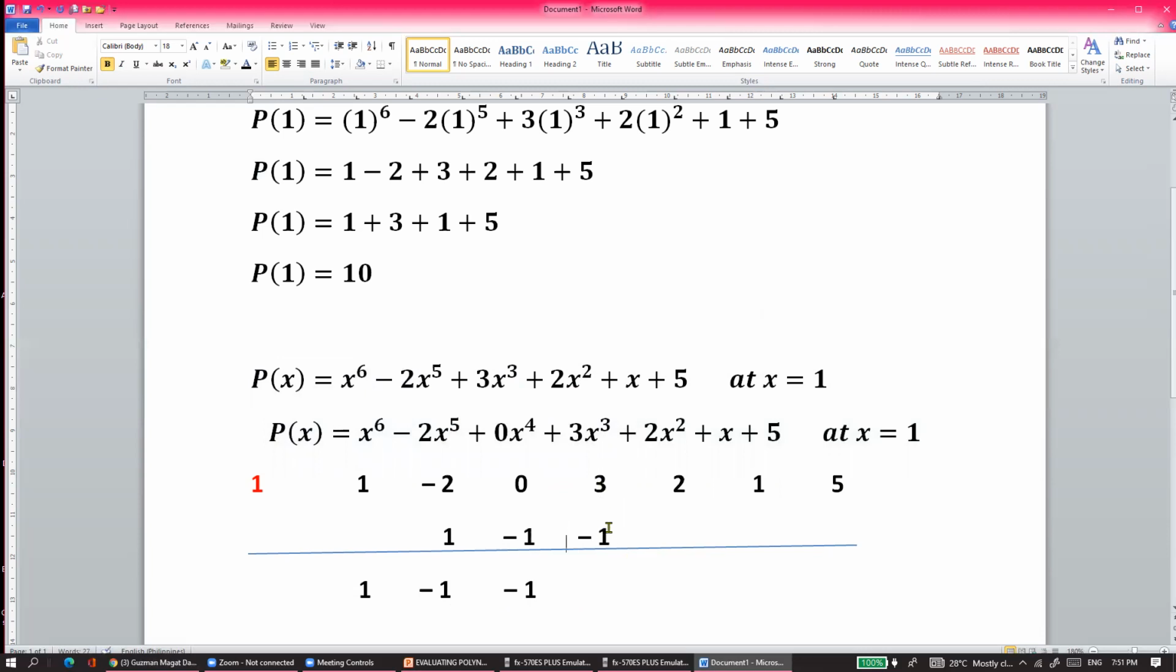3 and negative 1 is positive 2. Sulat ko dito ngayon is 2. Then again, 2 times 1 is 2. Sulat ko dito, 2 naman ngayon. 2 plus 2, sa column na yan, we have 4. Four times 1 is 4. Dito ko naman nasusulat yung 4. Nabubuo siya. 4 times 1, we have 4. So, lagay ko dito ngayon yung 4.